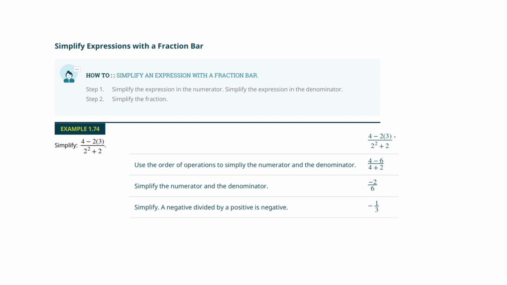If I'm looking at the top as if it was its own problem, multiplication comes first. If I were looking at the bottom as if it's its own problem, exponents would come first. Now we've finished tidying up, so we finish the top, I get -2, finish the bottom, I get 6, and then we can just reduce that to -1/3.